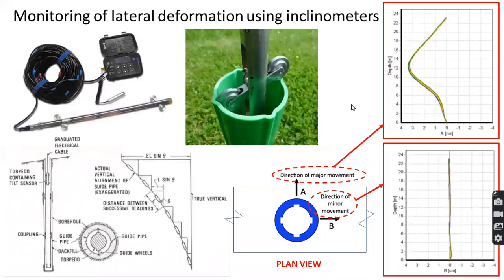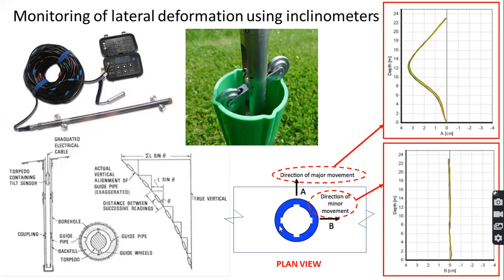You can see a typical inclinometer casing and the inclinometer, and the working principle is very simple. It measures the inclination of this rod, and the length of the rod is fixed. If you know the inclination and the length, you can measure the lateral deformation using simple trigonometry. So that's the working principle, and this is how the inclinometer casing is installed through a diaphragm wall, for example.